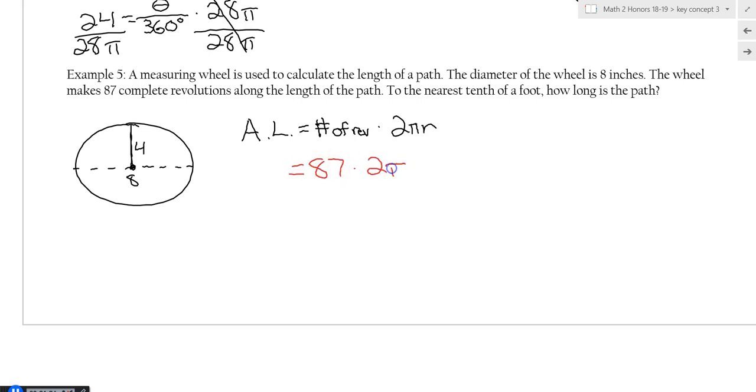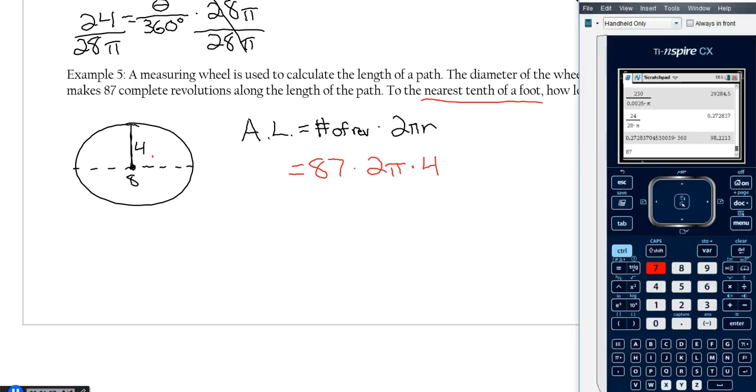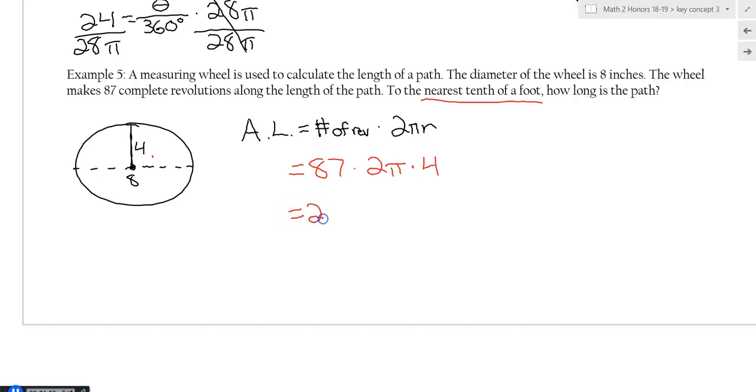times 2 pi, and our radius is 4, right? Because 8 was the diameter. Now here, it wants it to the nearest 1/10 of a foot. So I am going to type pi in my calculator. With multiplication, I don't have to worry about putting in parentheses. You can if you want. Parentheses don't ever really hurt. They only help. Okay. So we have 2,186.6 inches.